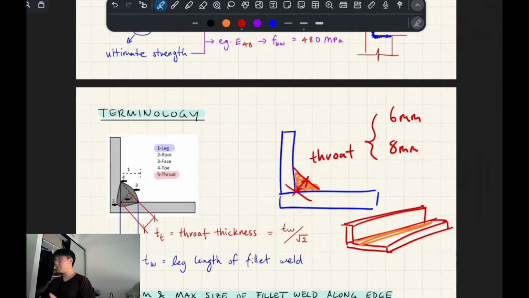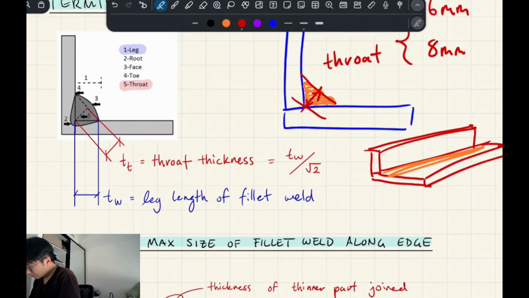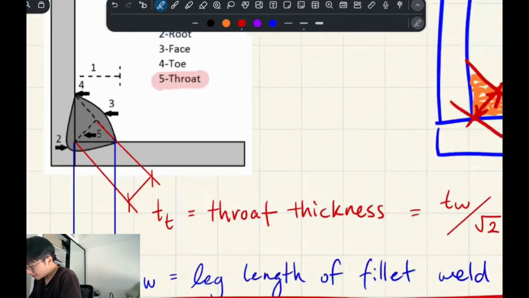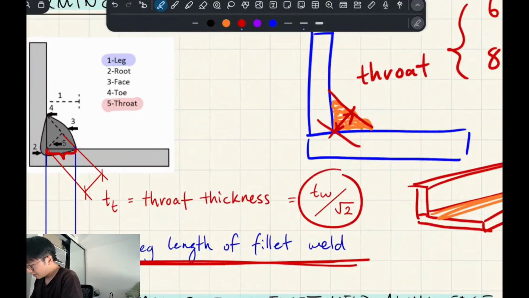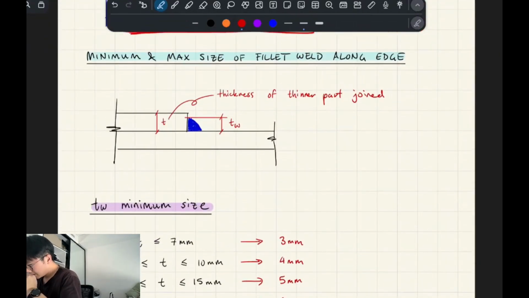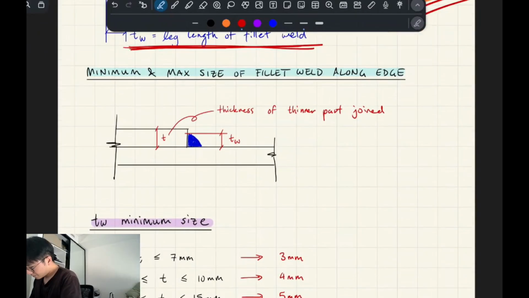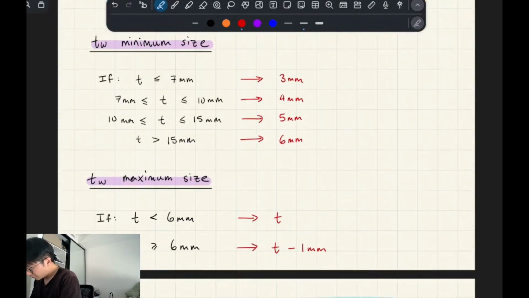Essentially for small to medium connections, you could do 6mm. For medium to larger connections, you do 8mm. You do more for even larger connections. TW is referring to a single leg's length, which is this way, and then you can use trigonometry to figure out the throat thickness. All this stuff's pretty straightforward.